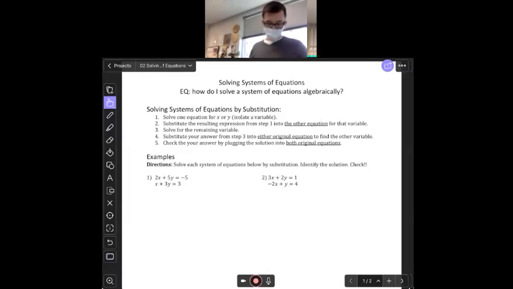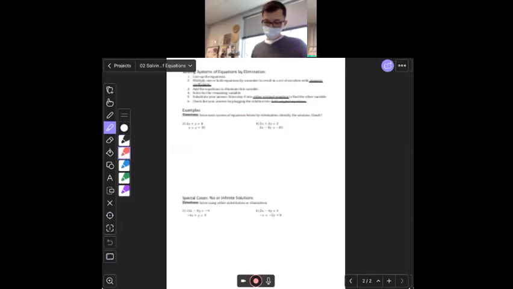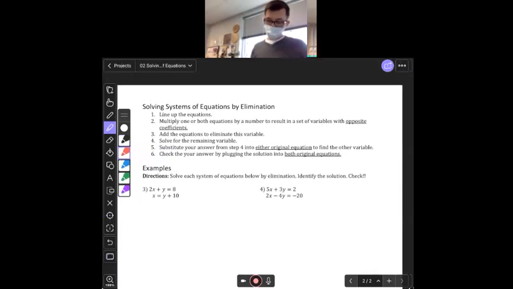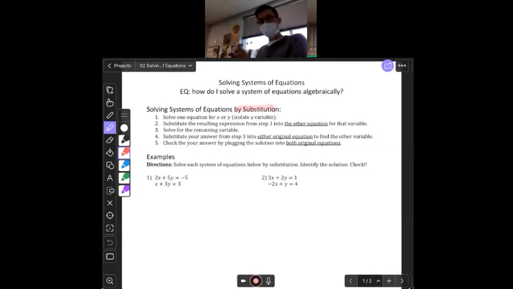Okay, so we're going to be looking at solving systems by substitution and by elimination. Just the two algebraic methods of solving systems. The main thing you guys want to be thinking about is, in the end, for the most part, you will be allowed to pick what method you want to use.